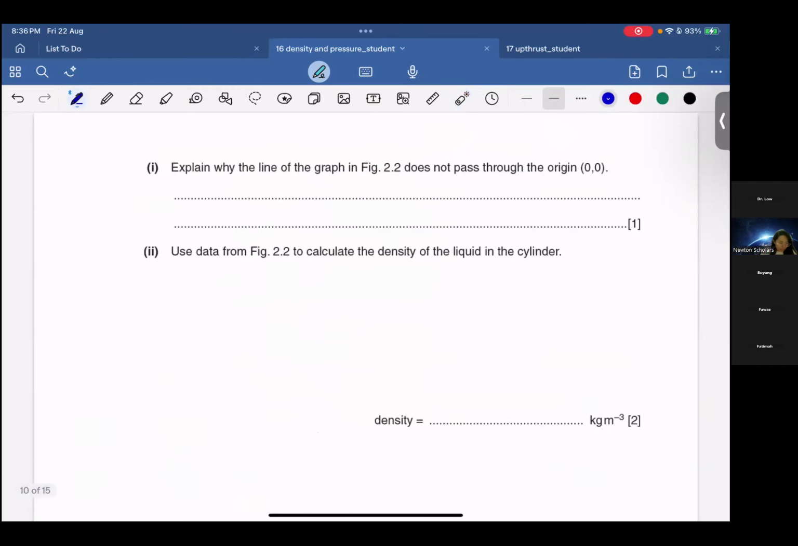Okay, write down the answer. Because there is a pressure from the atmosphere when H is 0. Okay, can you calculate the density of the liquid from the graph?